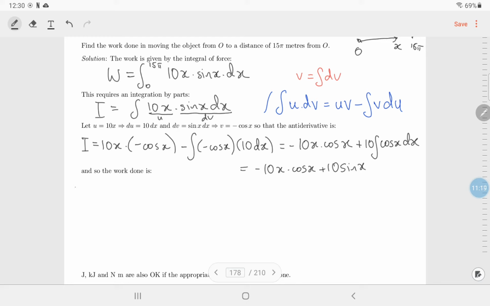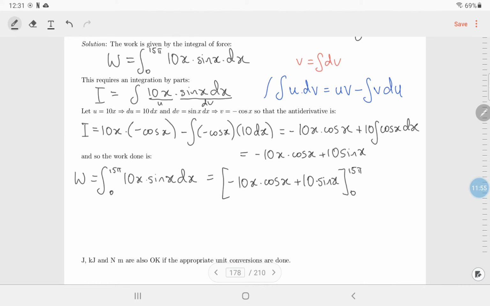So now we can go off and calculate the work, because it's the integral from 0 to 15 pi. Remember, we have to be in radians. 10x sine x dx. And so how do you calculate an integral? You antidifferentiate, and we've done the antiderivative. So the antiderivative is just above the square brackets there. Minus 10x cos x plus 10 sine x. And we're going from 0 to 15 pi. Okay, and now we do top limit minus bottom limit.